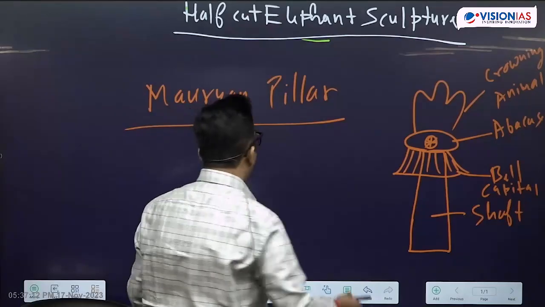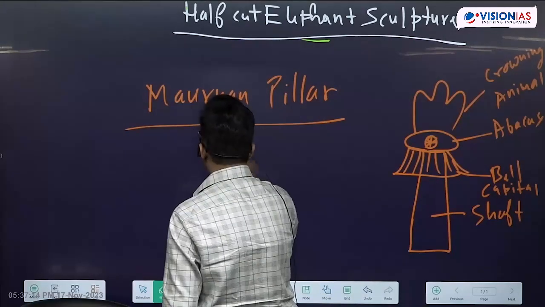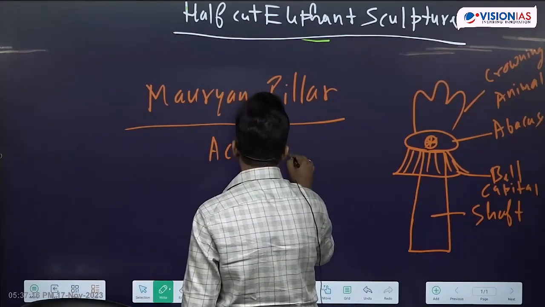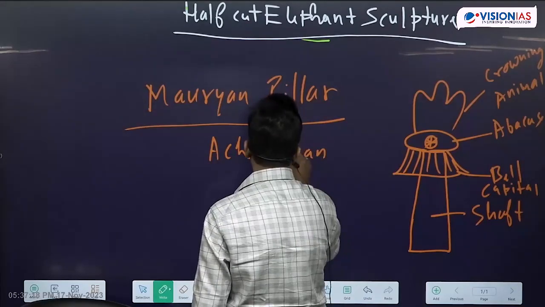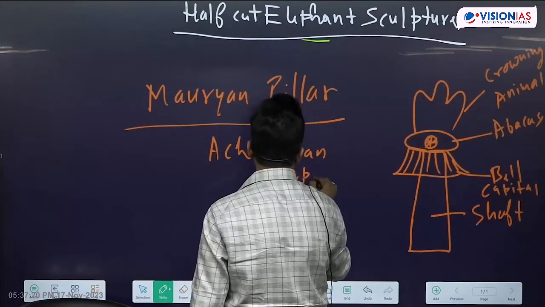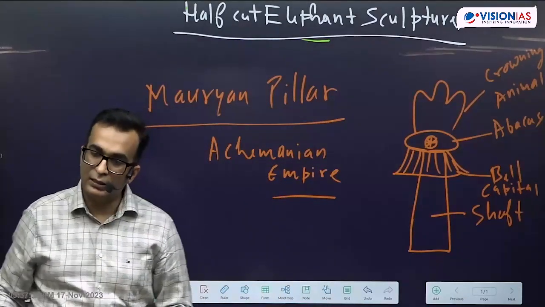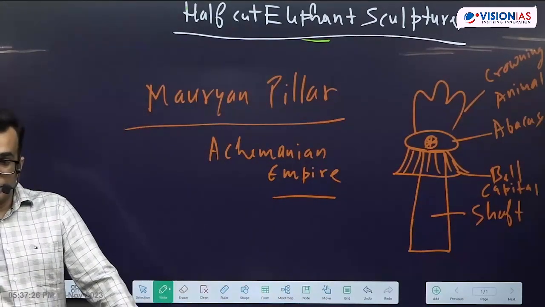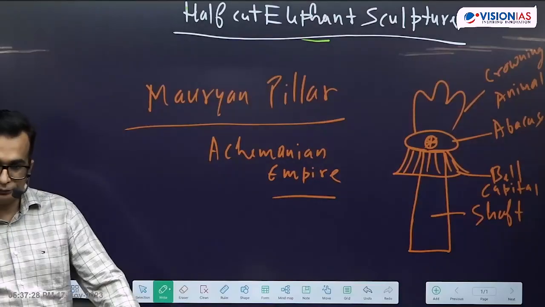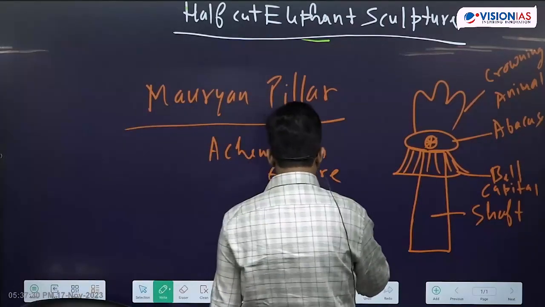In the Achaemenian Empire of Iran. You can see the spelling: Achaemenian. Empire of Iran. ठीक है? ईरान. So अब एक काम करो, एक चार्ट बना लो, ठीक है?